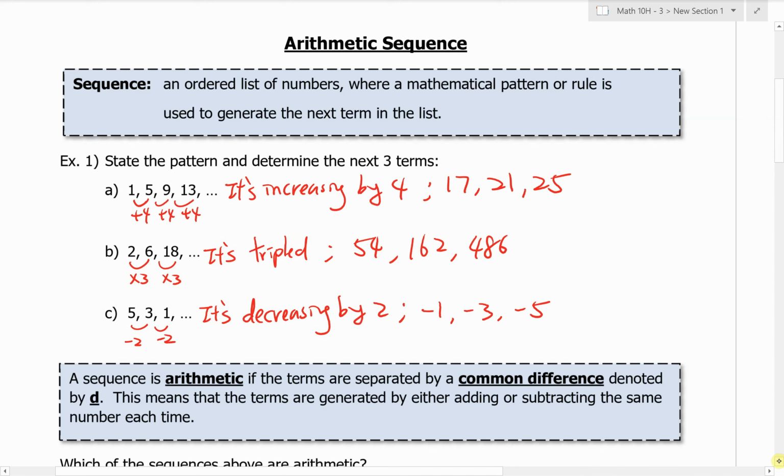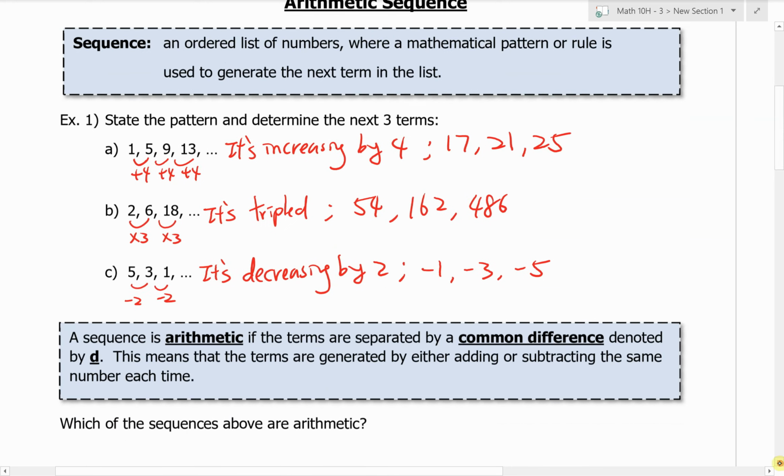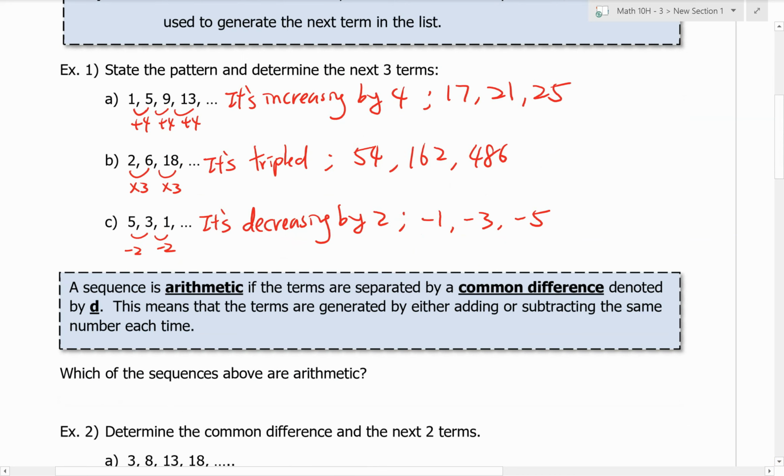Now we are going to be focused on arithmetic sequence today, so let's take a look at what that means. Here it says a sequence is arithmetic if the terms are separated by a common difference denoted by D. This means that the terms are generated by either adding or subtracting the same number each time. Either it keeps going up by the same amount, or it goes down by the same amount. In either case, it is what we call an arithmetic sequence.